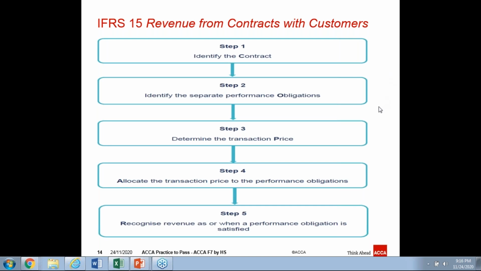So here we have got the 5 points. These are called the 5-step approach. I'm repeating the points again. First one is identify the contract. The second one is identify the performance obligation. Third one is determine the transaction price. Fourth one is allocate the transaction price to each performance obligation. And the fifth one is recognize the revenue when the performance obligation is satisfied.